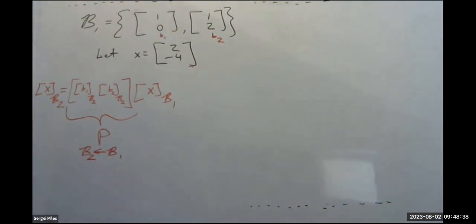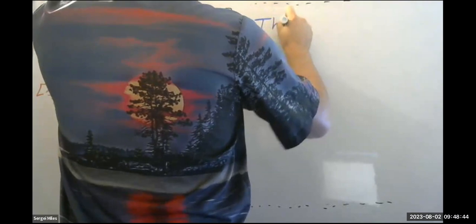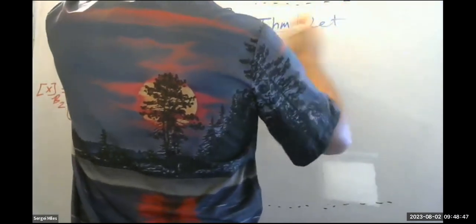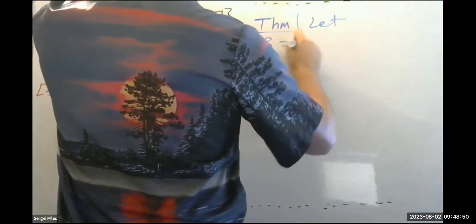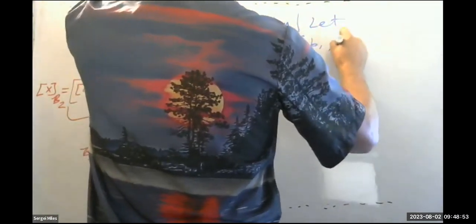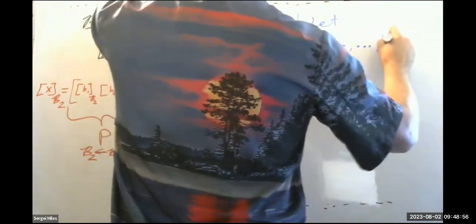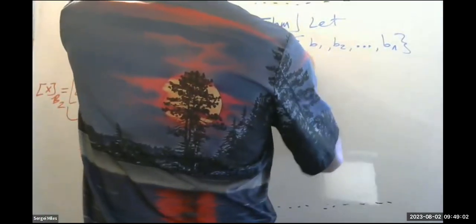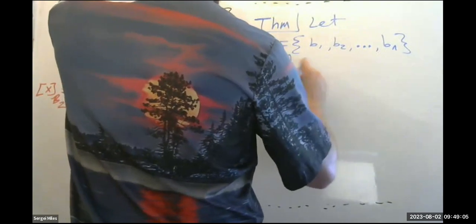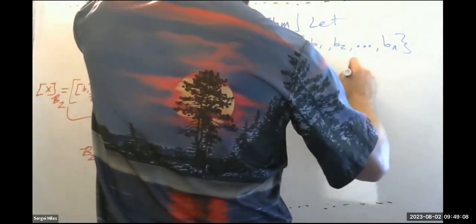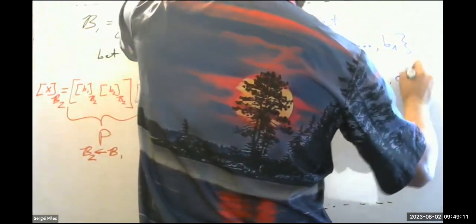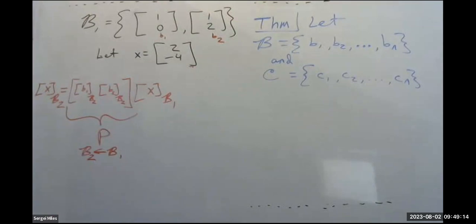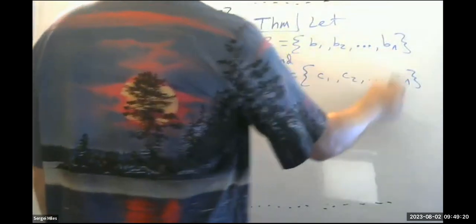Okay, so what's this theorem? This theorem states, let script B be some basis, B1, B2, dot, dot, dot, Bn. And let's let script C be a different basis, C1, C2, dot, dot, dot, Cn. Notice, if they're both a basis for the same space, they're going to have the same number of vectors. They both have n vectors.